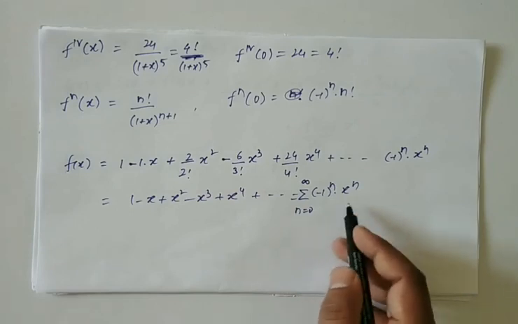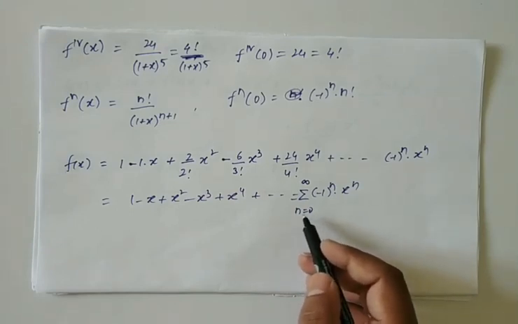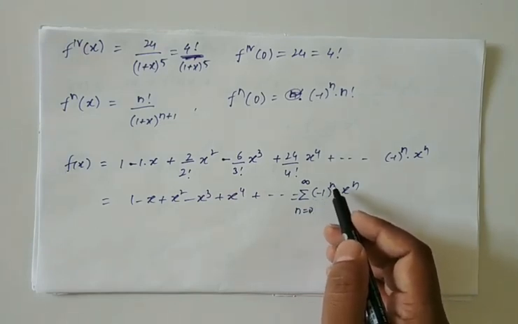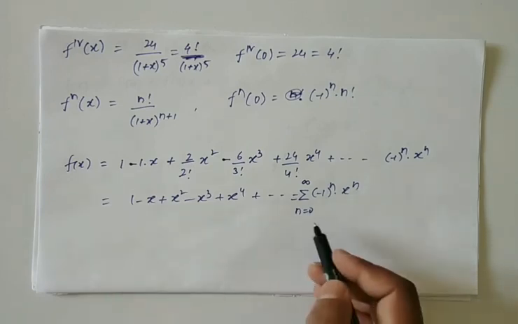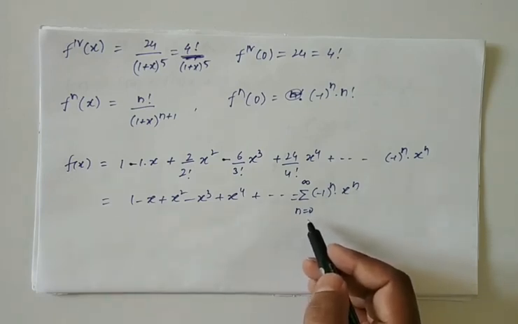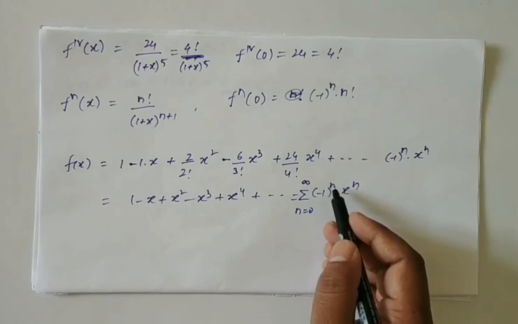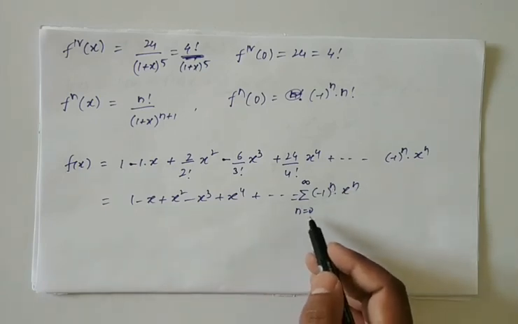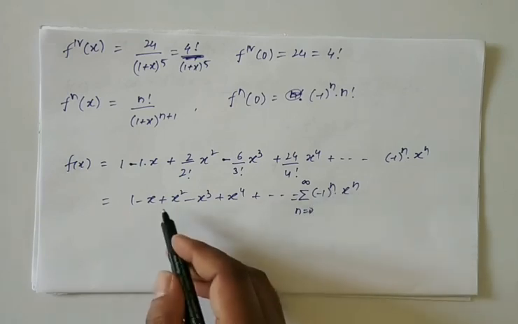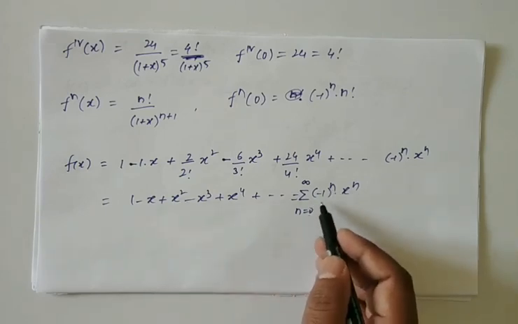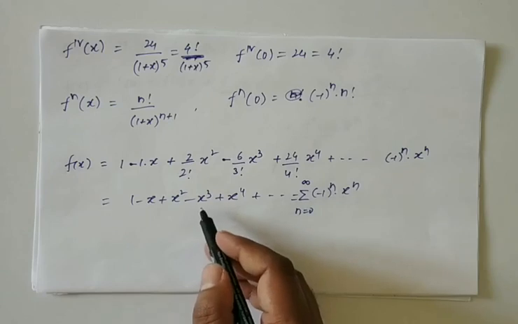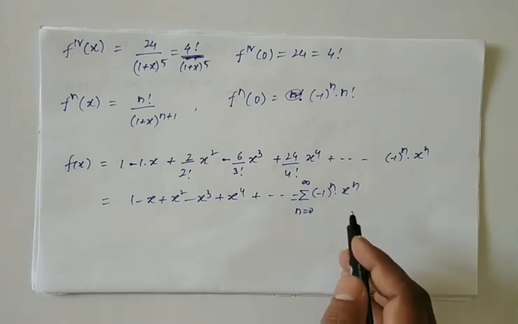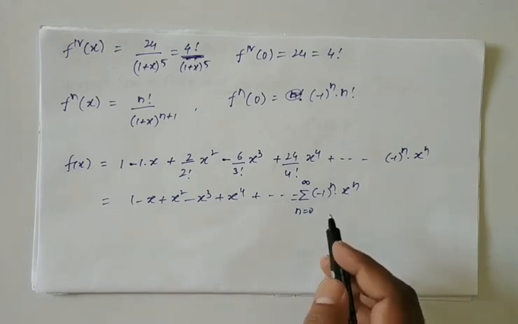For verification, please check it. For n = 0, (-1)⁰ x⁰ is 1. For n = 1, (-1)¹ x¹ is nothing but -x. For n = 2, (-1)² x² is plus x². For n = 3, (-1)³ x³ is minus x³. So this is correct. Don't confuse, please check it and write it down.